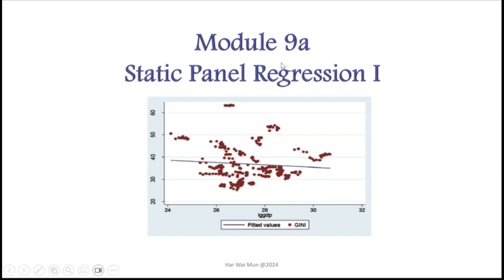So let's say Y is FDI, X is the economic growth, and if it's sloping up, I mean the higher the foreign direct investment, the higher the economic growth. But this one is sloping down. That means the higher the GDP, the lower the foreign direct investment.